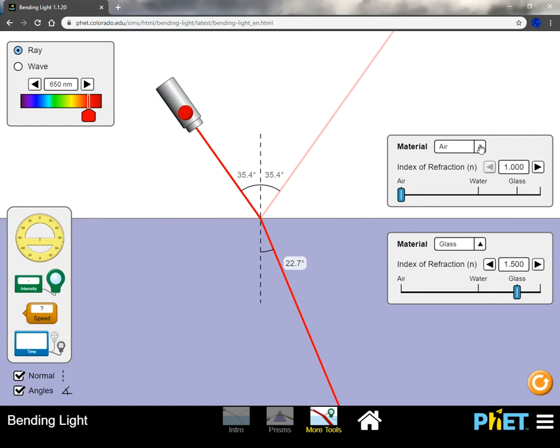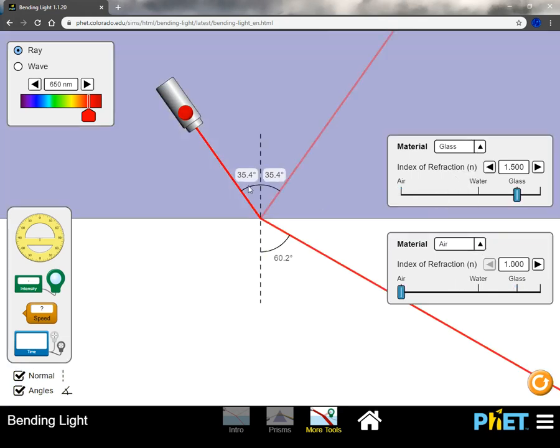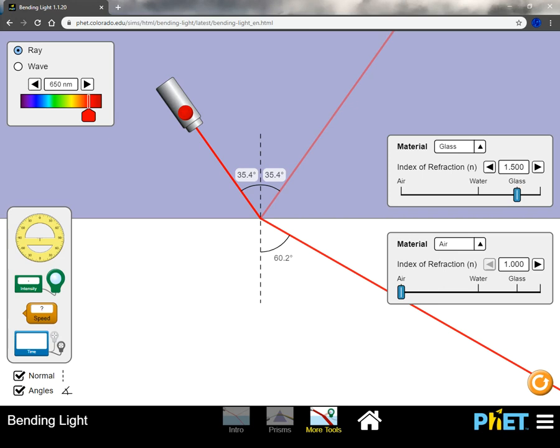But if I switch this around and I go from a higher index of refraction to a lower one, then like we saw here, if you go from an index of refraction to a lower index, then our angle needs to increase, which is what we see here. You have an incident angle and then the refracted angle increases because you're going from a larger index of refraction to a smaller one.